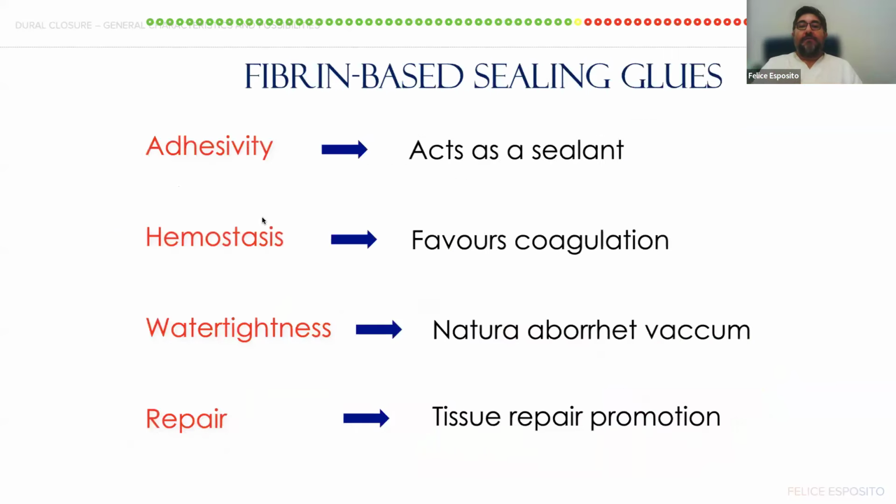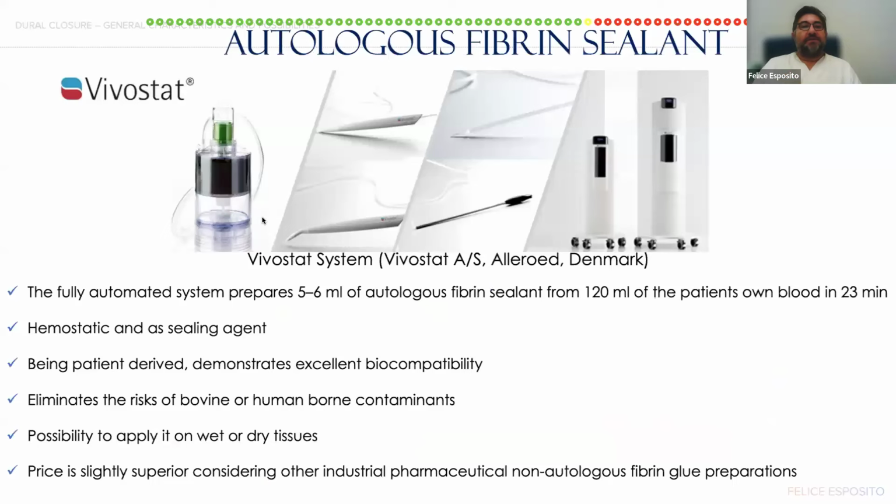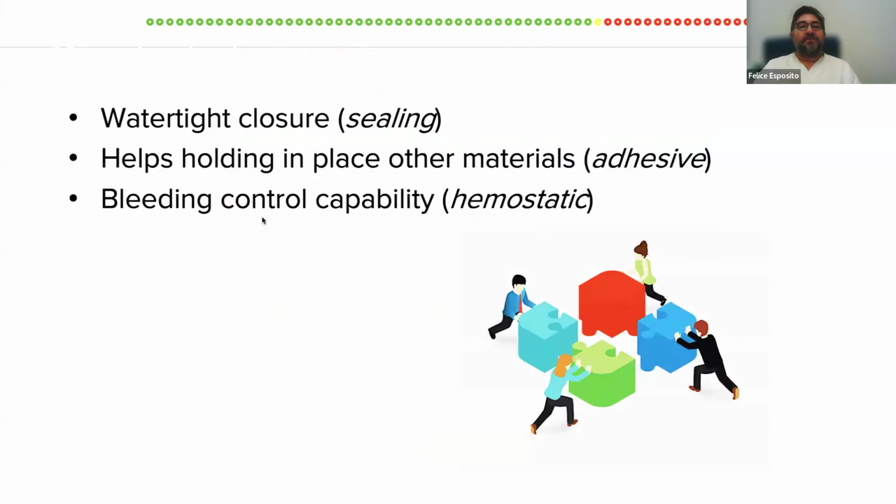I will skip this. This is the autologous fibrin sealants. So the fibrin sealants may have all these three possible advantages. I mean, they may help in obtaining a watertight closure. They help holding in place the other materials used for reconstruction, and fibrin-based sealants may also have some bleeding control capabilities.